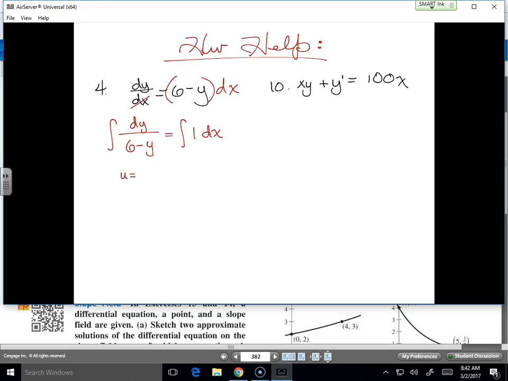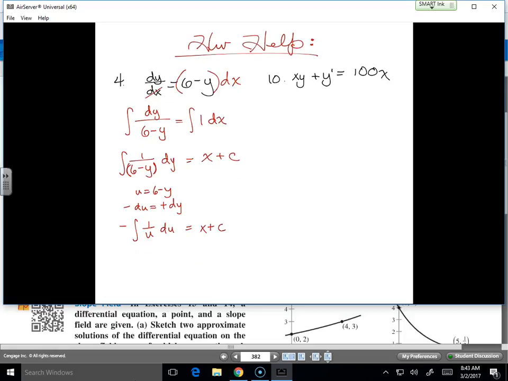It'd be easier if you put dy times 1 over 6 minus y. If you don't like the way it's written, Brandon's trying to help us out just a little bit and say you can think of it as 1 over 6 minus y dy. But still, on the left-hand side, what do I have to use? U sub. Moving the negative to the other side to end up with negative integral 1 over u du. Now you should know how to go from here.